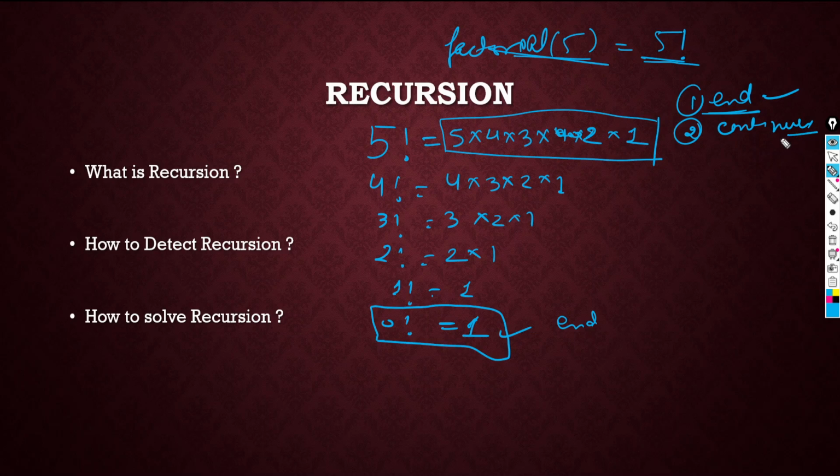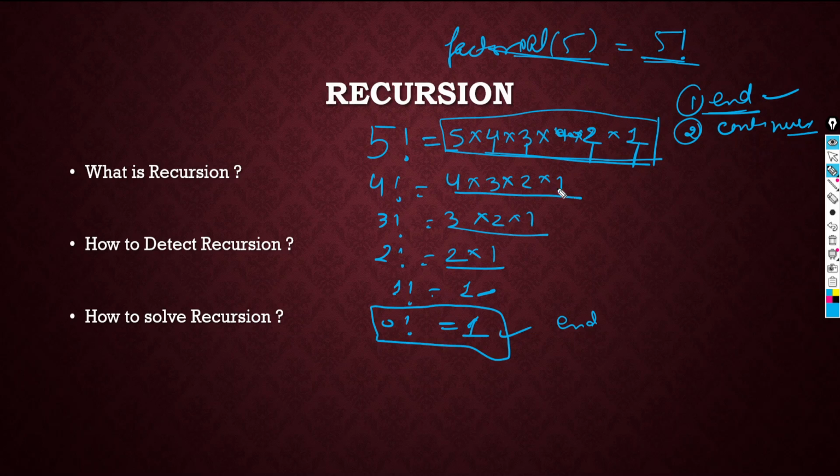So we now have to find out the continuous change. For 5, we have 5, 4, 3, 2, 1. For 4, 4, 3, 2, 1 is there. For 3, 3, 2, 1 is there. For 2, 2, 1 is there. For 1, 1 is there.